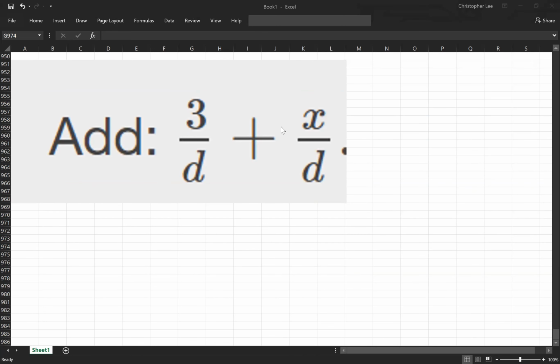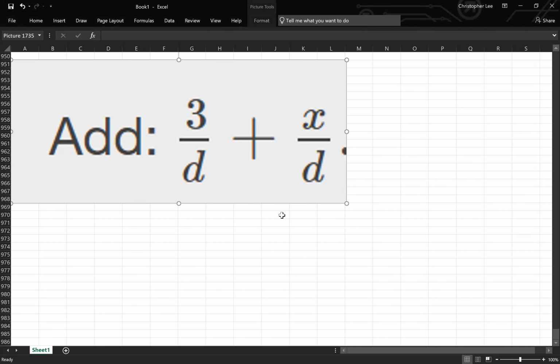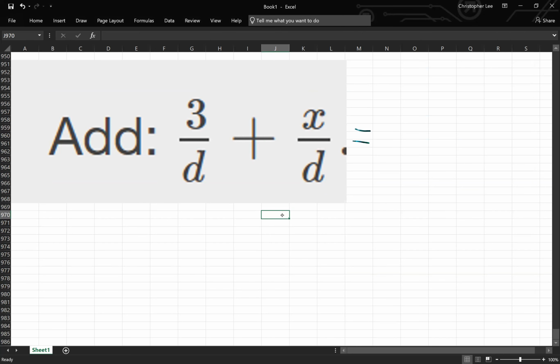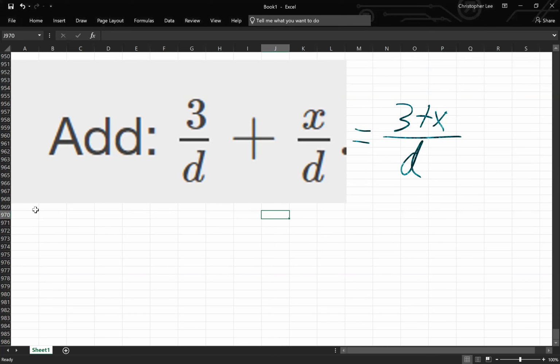So long story short here, right? I have 3 over d plus x over d. I have the same denominator, which is what I want. And because I have the same denominator, I can add these together. So this becomes what? 3 plus x all over d. And then that's it. Simple, simple, simple. Little blast from the past.